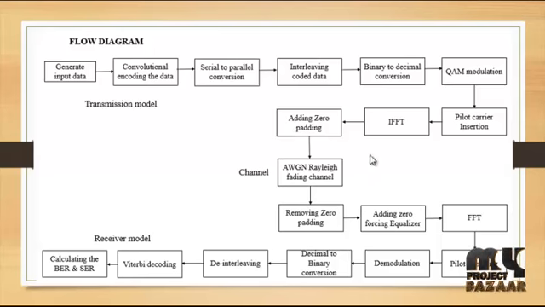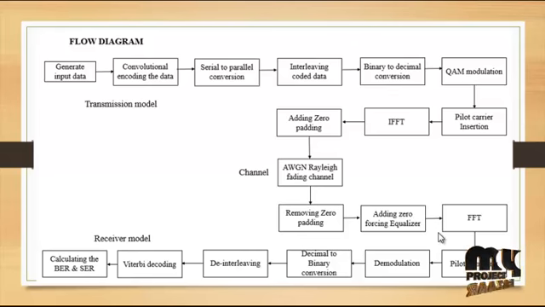And then the channel. In the channel model, here we are using the AWGN Rayleigh fading channel, that is an additive white Gaussian noise process with a Rayleigh fading channel, and then the zero padding is removed. The receiver model is the inverse of the transmission model. Here we remove the zero padding, and then add the zero forcing equalizer. The ZF equalizer is added, and then the FFT process is applied.